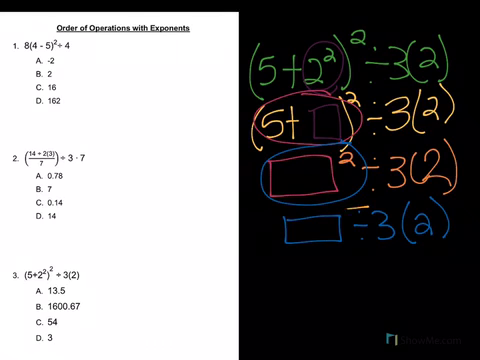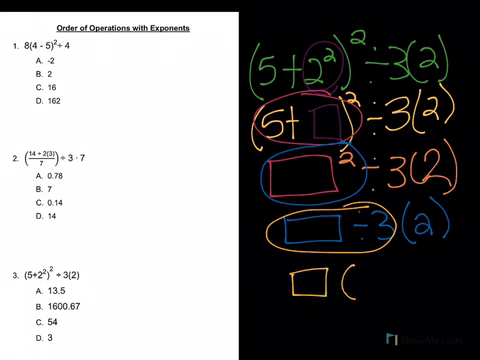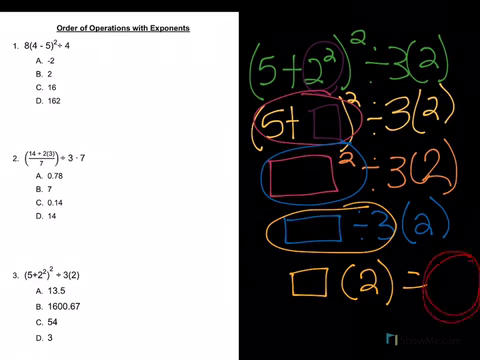Okay, and then you're going to do this section here. So that answer times 2 is going to give you your final answer.